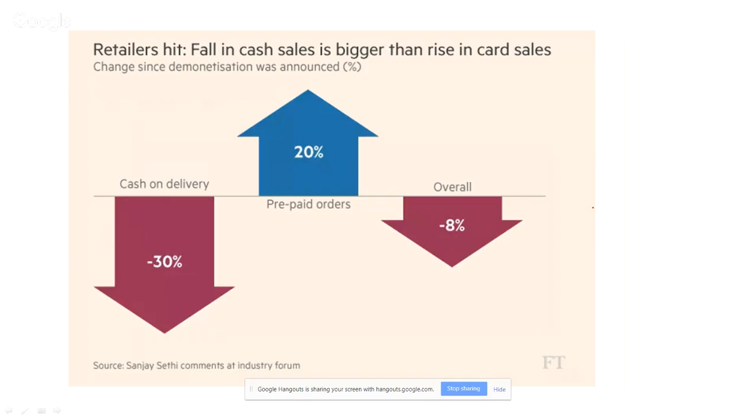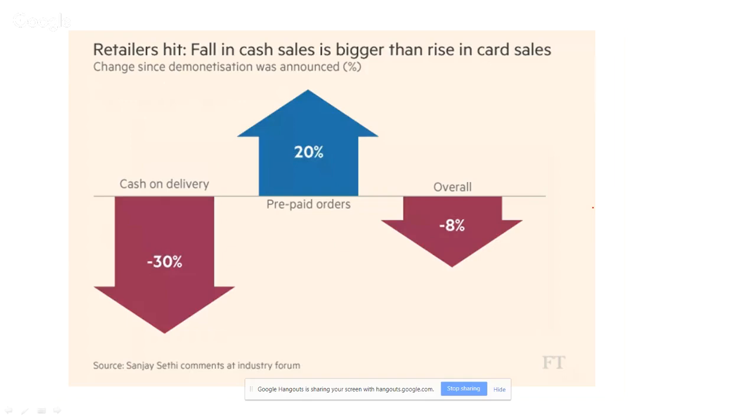And two, e-commerce would gain share, because if cash was not there, what's the point of going to the nearby store? Might as well buy it online. But it turns out that a lot of e-commerce in India was still cash on delivery. E-commerce also took a hit because the prepaid orders went up. The credit card, debit card orders went up, but the cash on delivery market shrank, the overall number shrank.